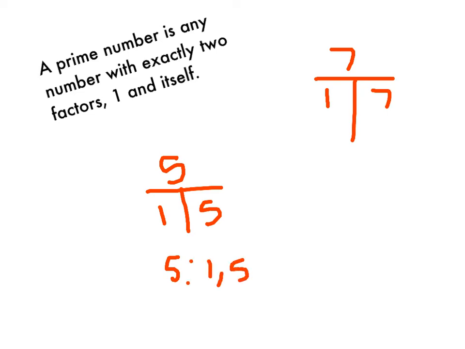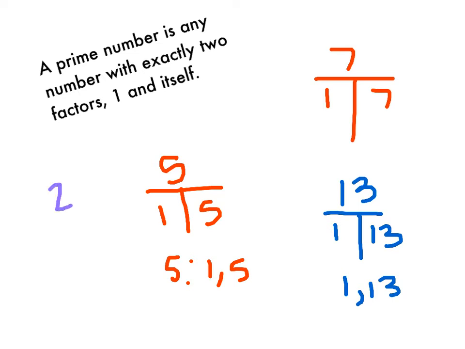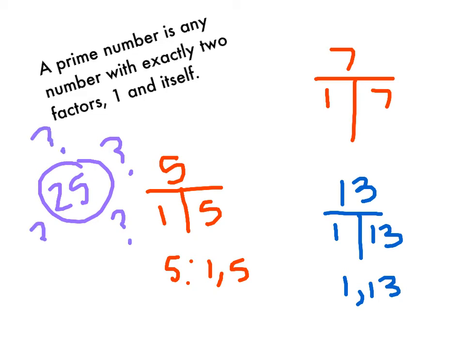How about another one? Let's see, how about 13? 13 is going to be 1 and 13. How about, Miss Mitchell, how about 25? Would that be a prime number? Well, I've noticed that all the other examples are odd numbers, and 25 is an odd number. Do all odd numbers mean that they're prime? It's a good question. Let's see about 25.